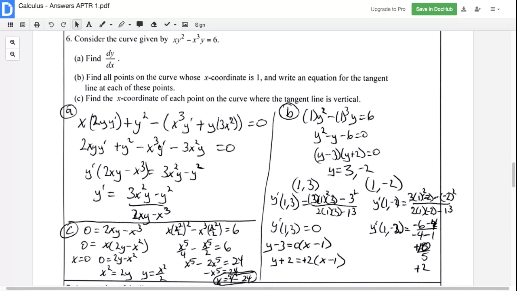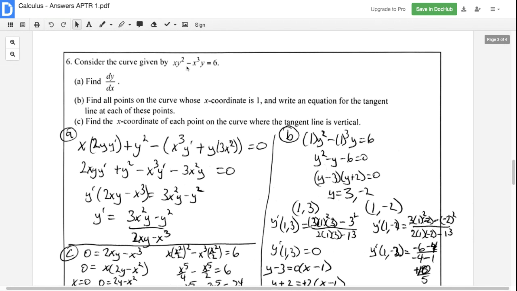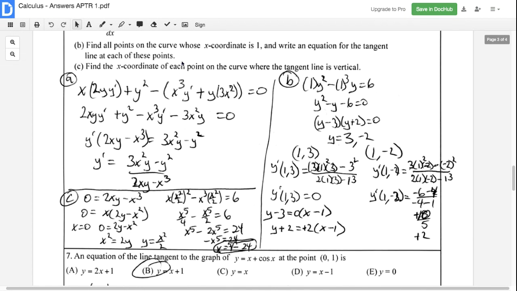Keep the y primes on the left and factor it out. Move the other two to the other side. So I move that over, that's going to become positive. I move that over, it's going to become negative. And then I divide. So there's my derivative. Part B says find all points on the curve whose x-coordinate is 1, and then we want to write the equation for the tangent line at each of these points. So find all points where x is 1. That just means I need to plug x into my original and find y, and then I've got my points.